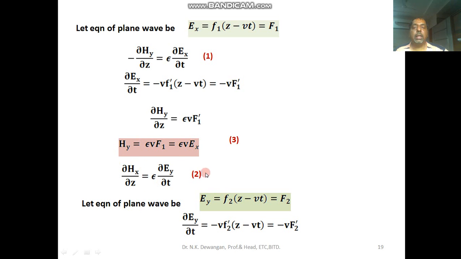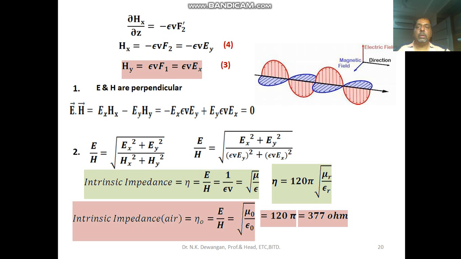Now you take equation number 2. Now I am assuming Ey, because I am assuming that I know the value of E. So Ey is equal to, suppose, F2 of (Z minus Vt), the wave traveling towards the Z direction with velocity V. So I am taking that as F2. Differentiate with respect to t, you will get this expression. You put this value here, you will get del Hx by del Z equal to minus epsilon V F2 dash, where V is the velocity of the wave.